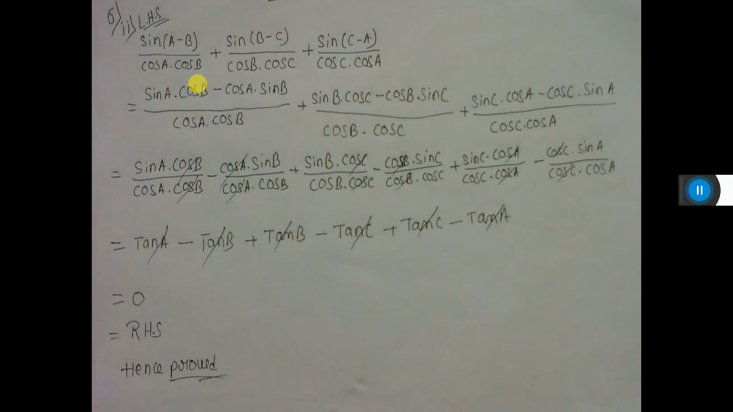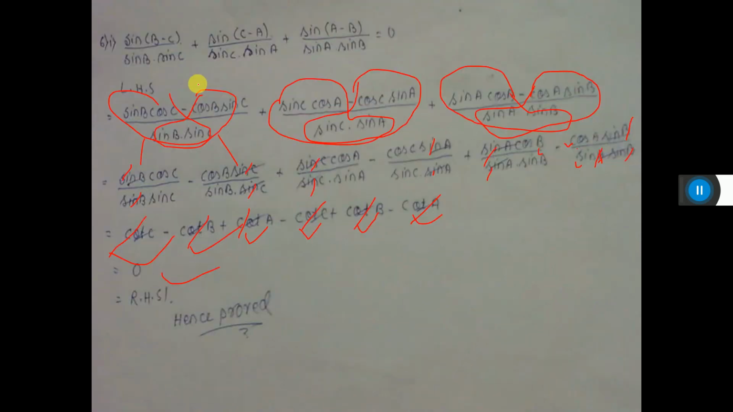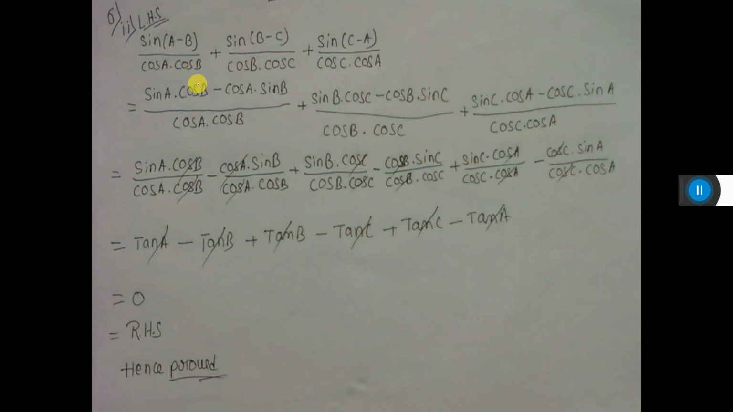Now this sum: the technique is the same. Sin(A minus B), sin(B minus C), sin(C minus A), you split up, then you cancel, and the answer will come.